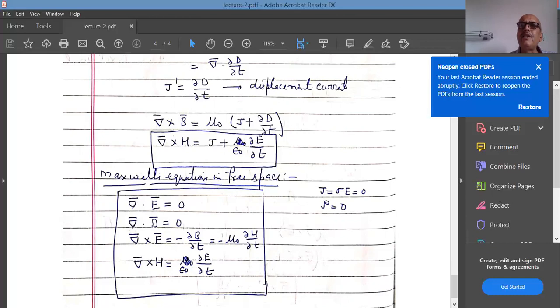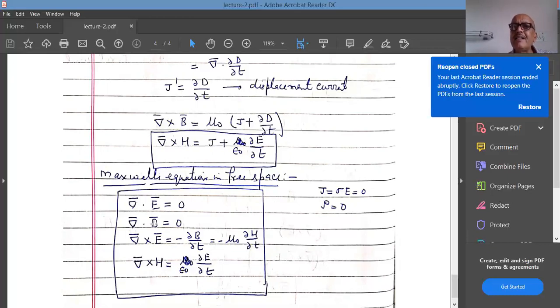Suppose we want to write down these equations for a conducting media. What will happen in conducting media, we will see in the next lecture. In a conducting media also, the volume charge density will be equal to 0, while the conductivity will be non-zero because it is conducting. The volume charge density is 0 because the number of positive charges and negative charges will always be the same. So sigma will not be equal to 0.